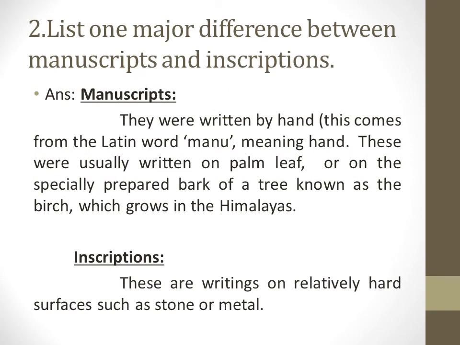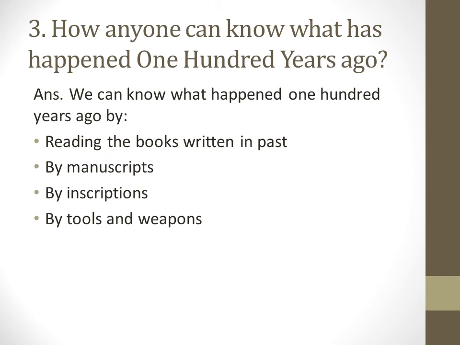Question 2. List one major difference between manuscripts and inscriptions. We know manuscripts were written by hand on palm leaf or on specially prepared bark of a tree known as the birch, which grows in the Himalayas, and inscriptions were written with the help of tools on relatively hard surfaces such as stone or metal.